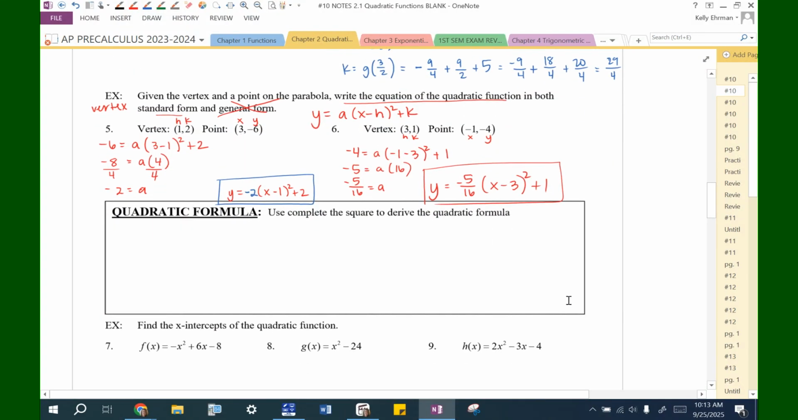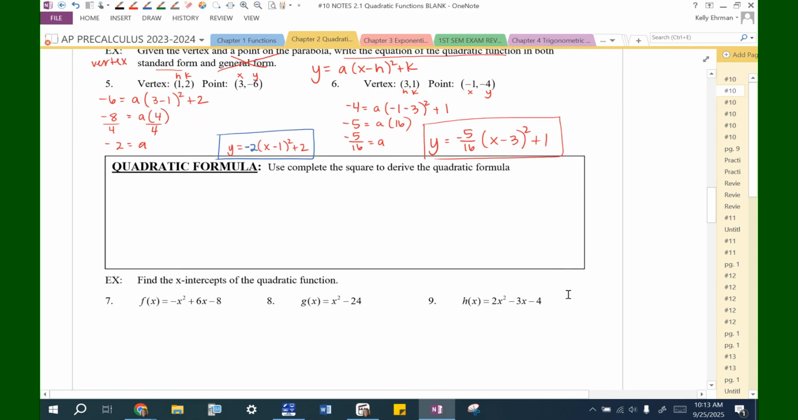Last thing to learn today is the quadratic formula. So again, if you want to see where the quadratic formula comes from, I'm just going to say Google this on YouTube. I'm trying to keep my video a bit shorter here. We're not going to use complete the square to derive the quadratic formula. I am going to explain what we use it for, though.